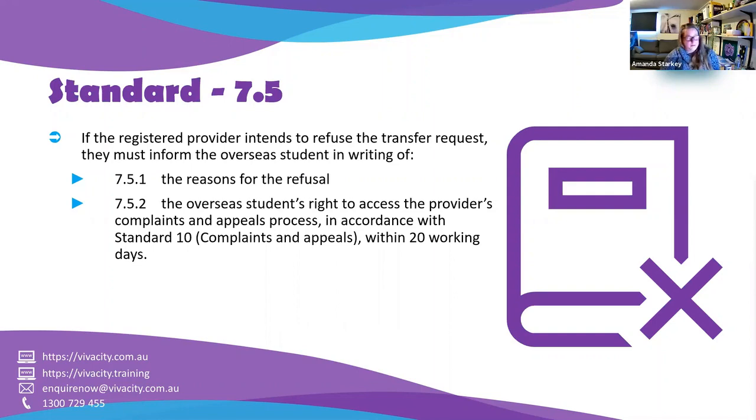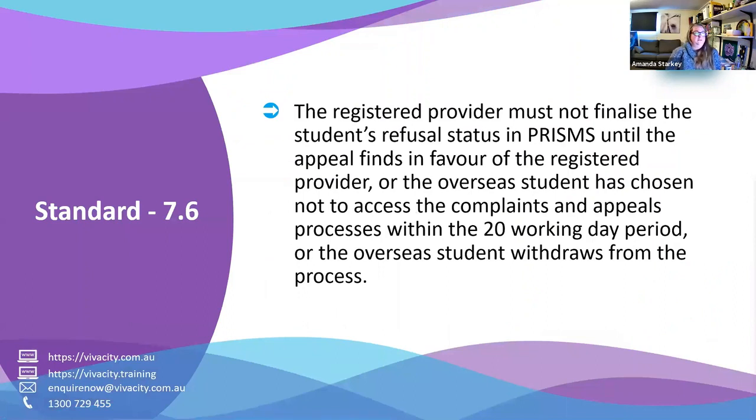And 7.6, the registered provider must not finalise the student's refusal status in PRISMS until the appeal finds in favour of the registered provider, or the overseas student has chosen not to access the complaints and appeals process within the 20 working day period, or the overseas student withdraws from the process, they decide they don't want to transfer after all.